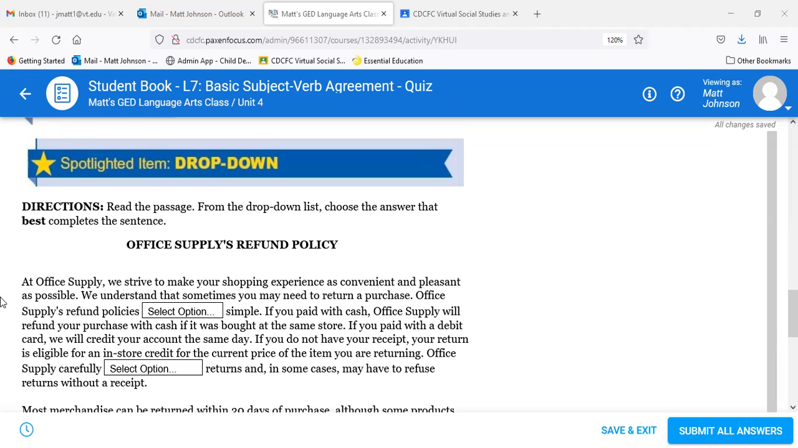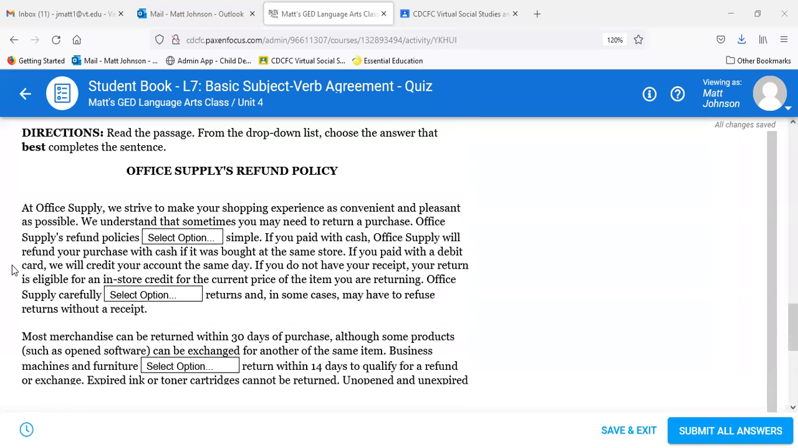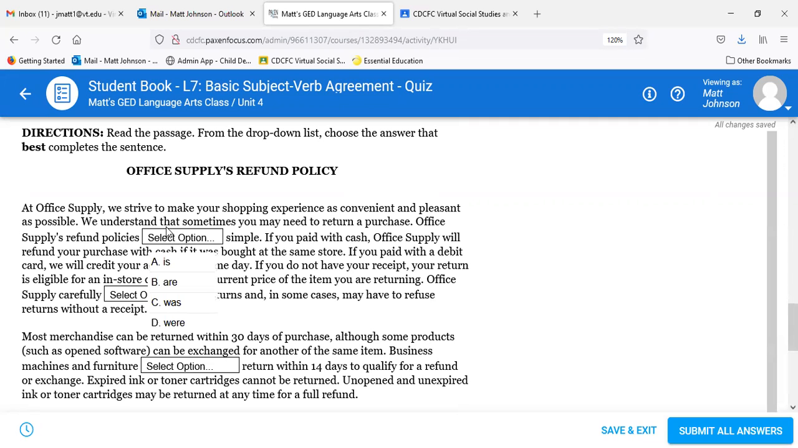Okay, let's get on to our paragraphs here and our drop-down boxes. So, Office Supply refund policy. At Office Supply, we strive to make your shopping experience as convenient and pleasant as possible. We understand that sometimes you may need to return a purchase. Office Supply's refund policies, blank, simple.